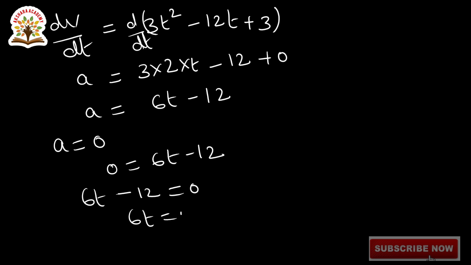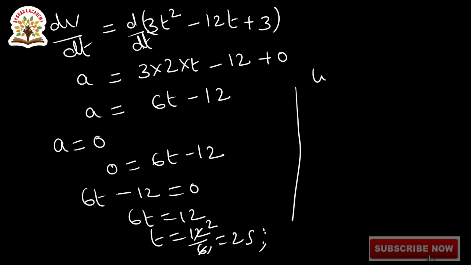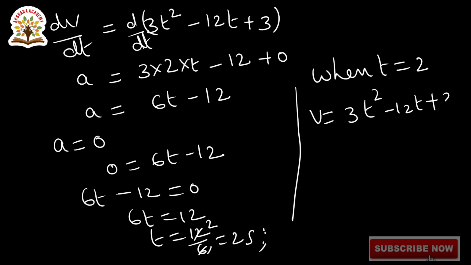6t is equal to 12. T is equal to 12 by 6. 6 ones are 6, 6 twos are 12. So 2 seconds. T is equal to 2 seconds. Then again when t is equal to 2, v is equal to the given expression. This is the expression 3t square minus 12t plus 3. In the place of t we substitute 2.